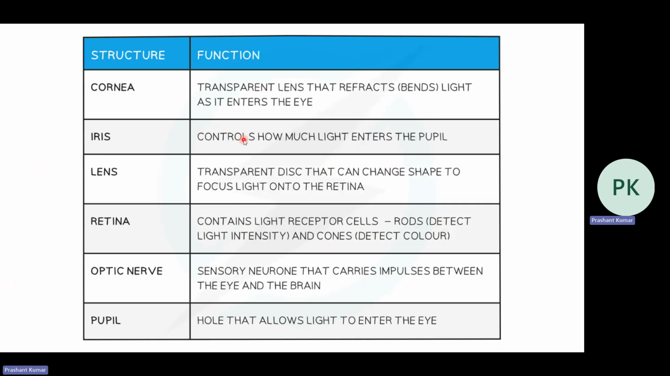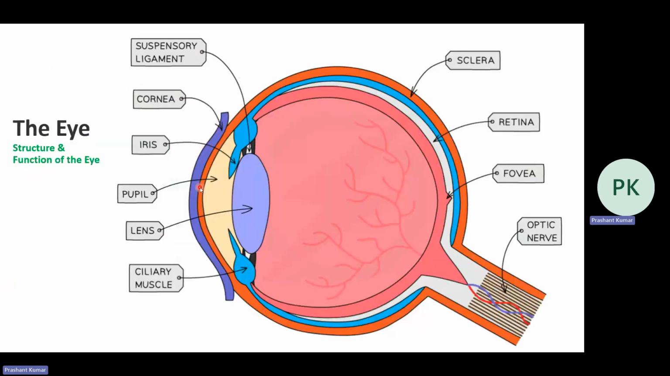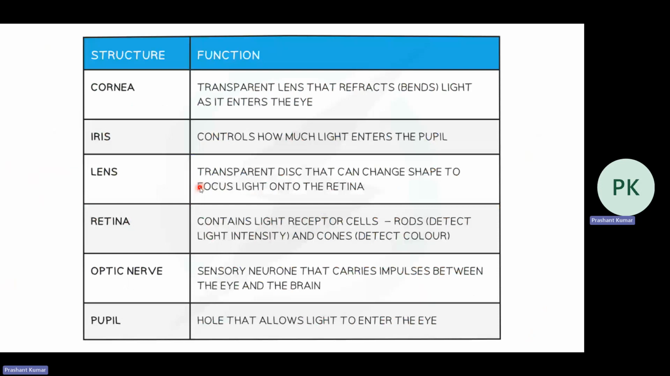Let's talk about the structure and the function. Cornea, as I said, let me show you the location. Here is the cornea, the top layer, right? It's a transparent lens that refracts light as it enters the eye. So they are actually helping in bending. Then we have the iris. They control how much light enters the pupil. Lens, it's a transparent disc that can change shape to focus light onto the retina.